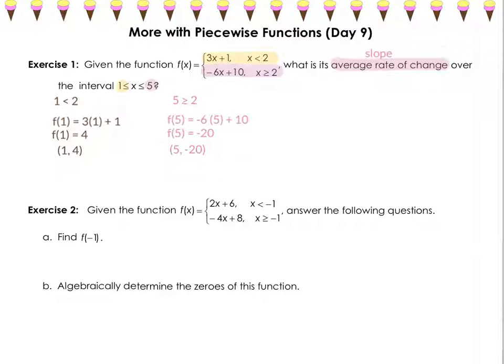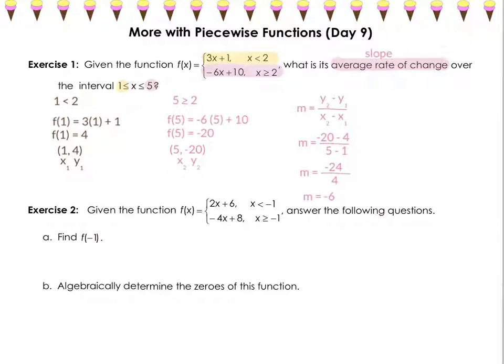If it helps you, you can write out the formula, which is m equals y2 minus y1 over x2 minus x1. You can put x1 and y1 and x2 and y2 under the points if it helps you. And then we just fill in each piece into the equation. So when I plug those in, I get negative 20 minus 4 divided by 5 minus 1. Negative 20 minus 4 is negative 24, and 5 minus 1 is 4, so negative 24 divided by 4 gives me a slope of negative 6.